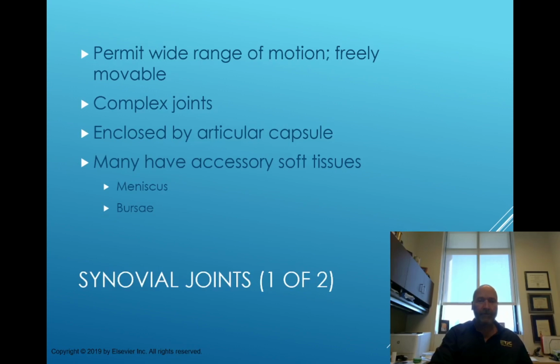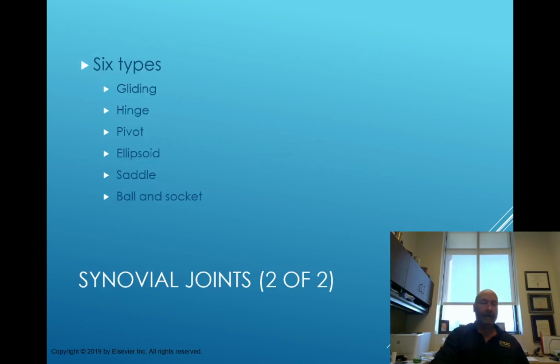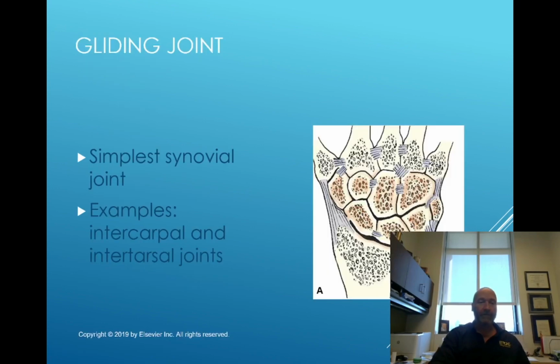Then your synovial joints permit a lot of motion, freely movable, complex joints. They have a capsule, got some fluid in there, with a meniscus maybe, and a bursa. So we've got a number of different types of those, and we're going to take a look at a few of those. We're not going to spend just a whole lot of time on those.